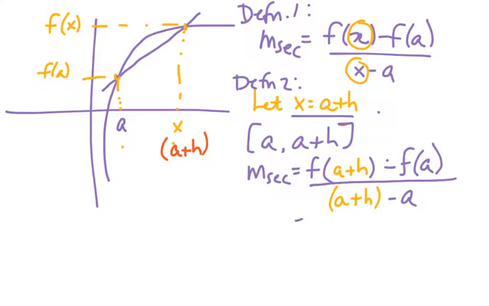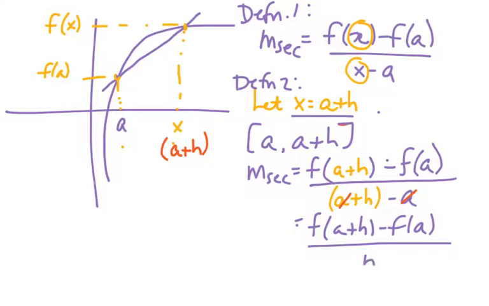So algebraically, if I simplify, this is simply f of a plus h minus f of a, and in the denominator, a minus a cancels out, so the denominator simplifies to h. So that's an alternative way of writing the average velocity.